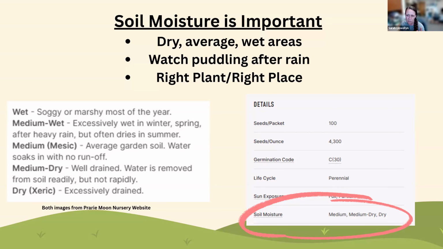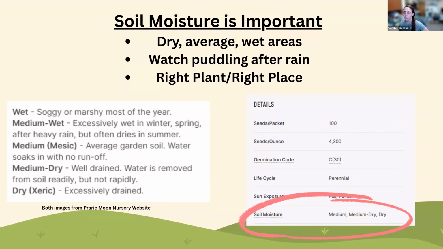So you need to know where the dry spots are in your landscape, where the average spots are, which means it just gets normally wet, and where the wet areas are. Because if you were to plant the wrong plant in the wrong place, it's not going to thrive. I'm not saying it's going to die. It's just not going to thrive. And it's going to be frustrating because you think you're doing something wrong and you're not. The plant's just surviving.